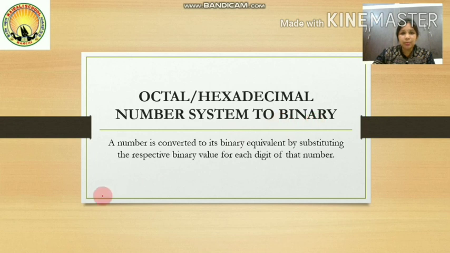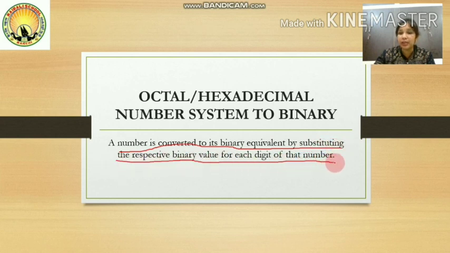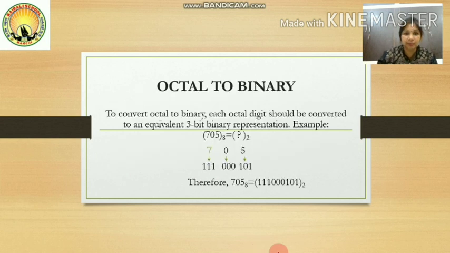So, octal or hexadecimal number system to binary. A number is converted to its binary equivalent by substituting the respective binary value for each digit of that number. Whenever you get an octal or hexadecimal number, you have to take the individual digits of the number, find the equivalent binary number for every single digit, and then merge them together. Okay, so let's see how it can be done.